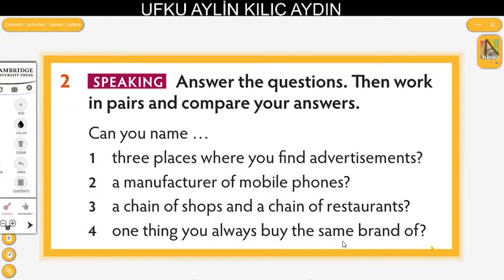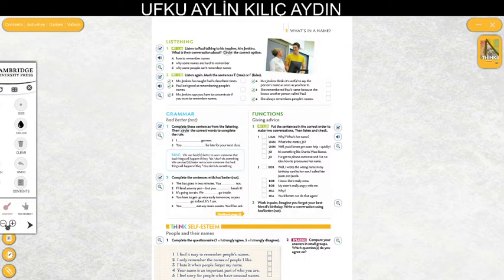Think of it. Can you name three places where you find advertisements? A manufacturer of mobile phones, a chain of shops, and a chain of restaurants. One thing you always buy the same brand of. Think of them. Turn the page. 33. Listening.